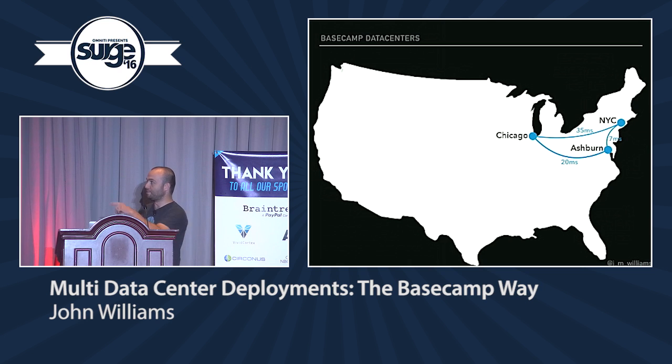The nice thing about having the third point is it gives us a second path, or actually a third path, an additional path to Ashburn over private connections. So if both connections that we have from Chicago to Ashburn were to go down, we could still route through New York City.